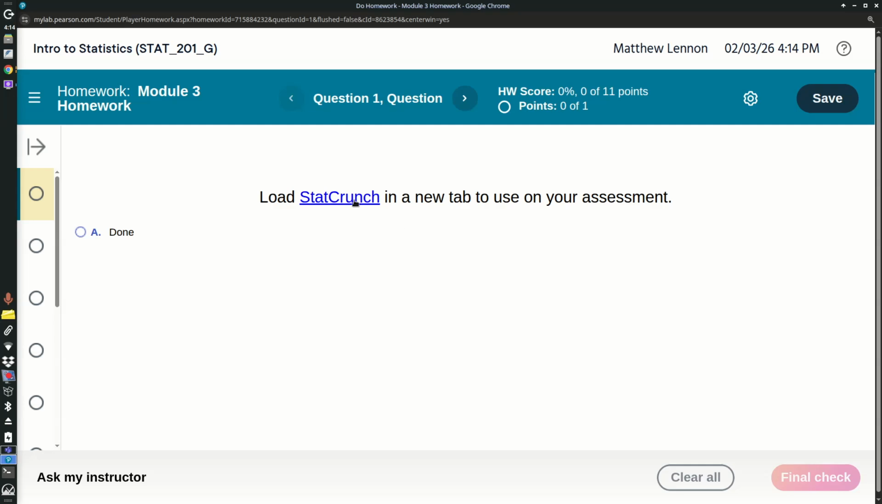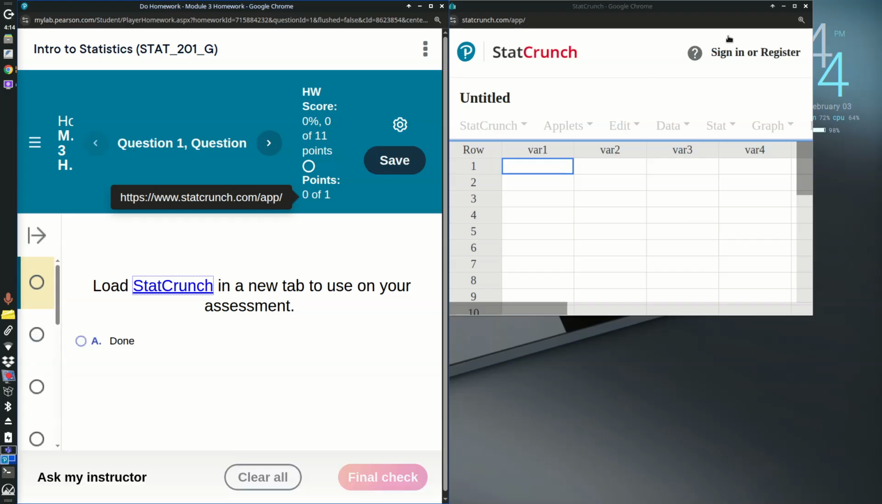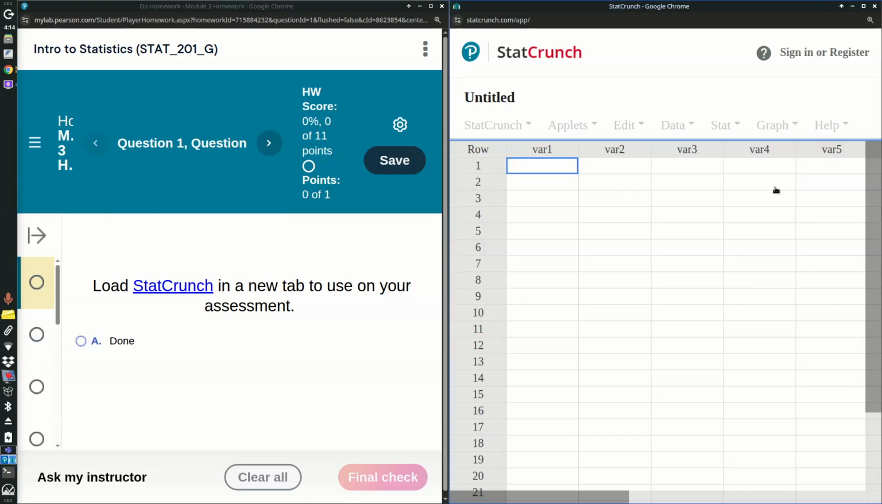Module 3 homework. The first one is just checking that you can load StatCrunch. There are a few ways to do that typically. If it just says ask my instructor, or if it says view an example or something like that, usually it has that. But usually there's a StatCrunch tab. We already practiced it in Module 1 and Module 2. A lot of times there are little rectangles that will populate data for you.